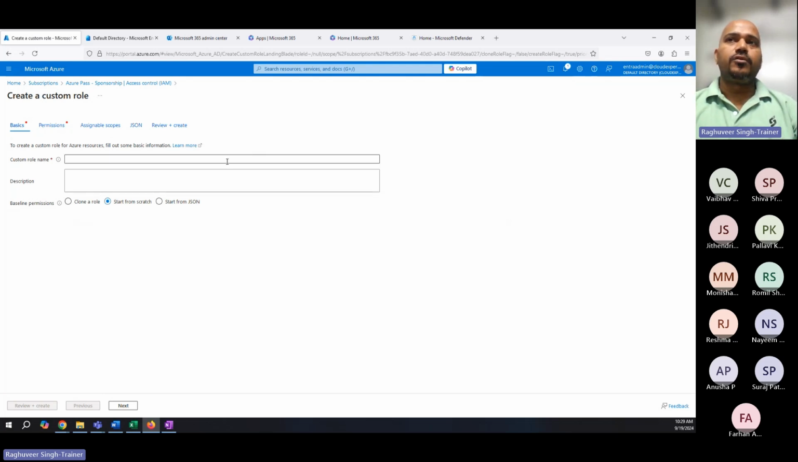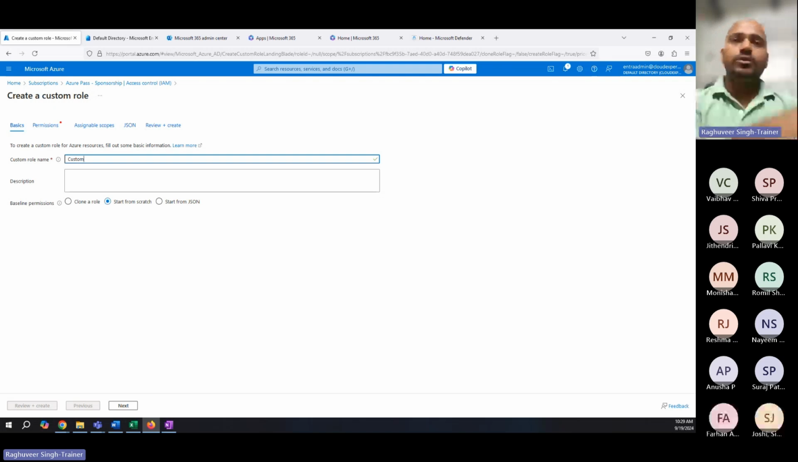So I can also do that from here. I can create a custom role. Now these roles will not be shown in Entra. These roles will be shown here, and Entra roles will not be shown here. They are two separate roles. So custom role VM, that's how I can put it.